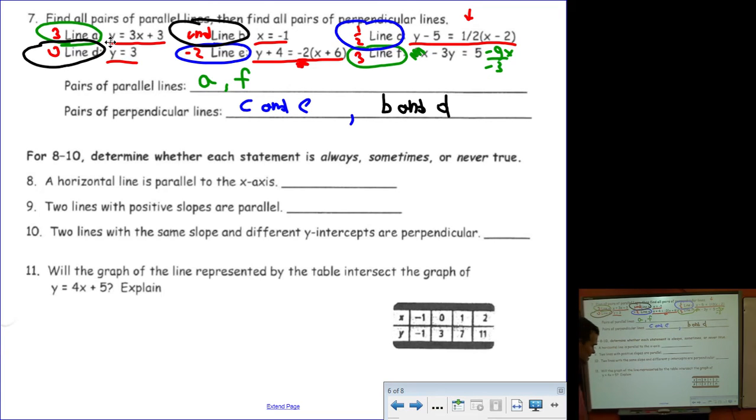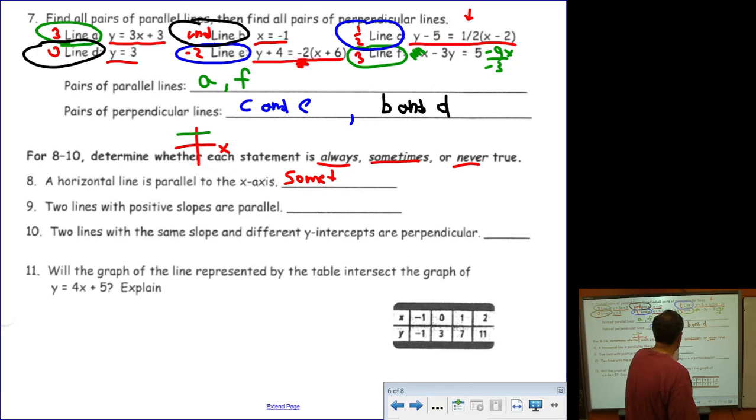8 through 10. All right. Number 8, okay, so I'm supposed to answer always, sometimes, or never. A horizontal line is parallel to the x-axis. Well, that's true. This is the x-axis, and this is a horizontal line, and they are parallel almost all the time. You might be surprised that the answer is sometimes, and it's sometimes because a line is not parallel to itself. The x-axis is a horizontal line, and that would not be parallel to itself, so that's the only horizontal line that's not parallel to the x-axis, and we would say sometimes.